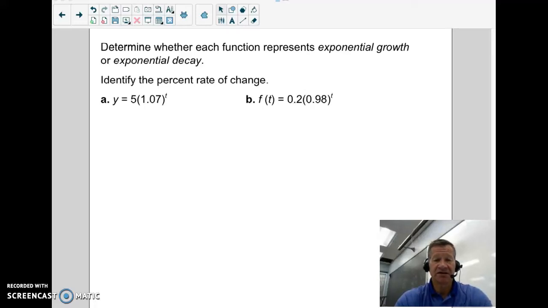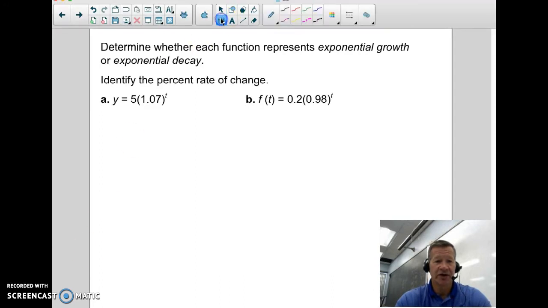Example 3 in section 6.2 is going to be short and sweet. Okay, so listen carefully, it's going to go quick. Determine whether each function represents exponential growth or decay. Identify the percent rate of change.